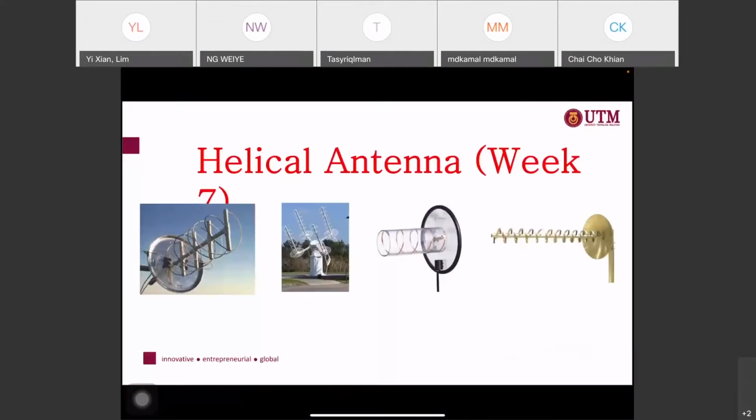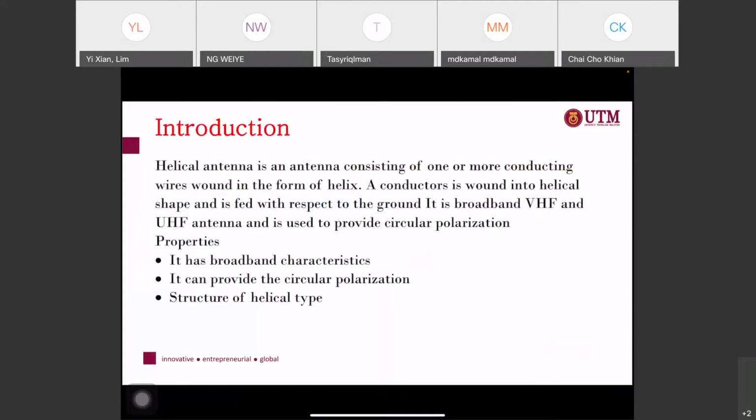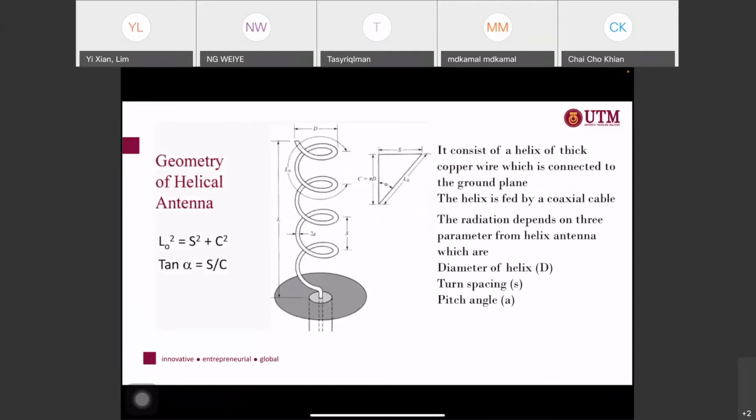Can you see the photo? So this is the helical antenna. It depends on the number of turns that you are going to make in your antenna as well. What I can see here is the design parameter.